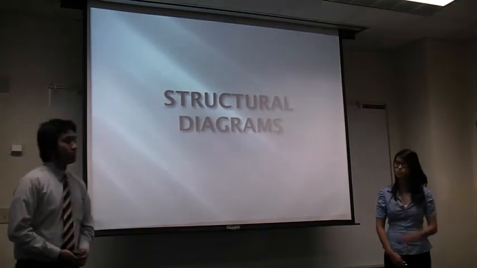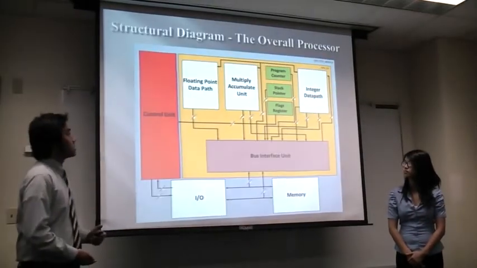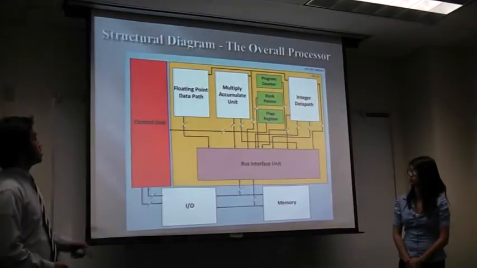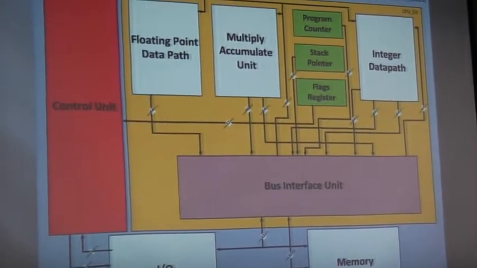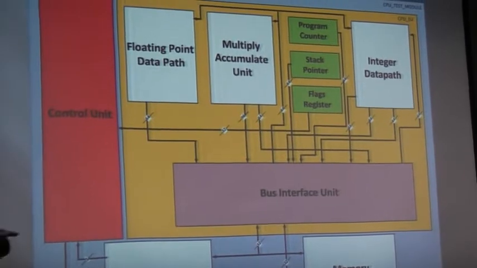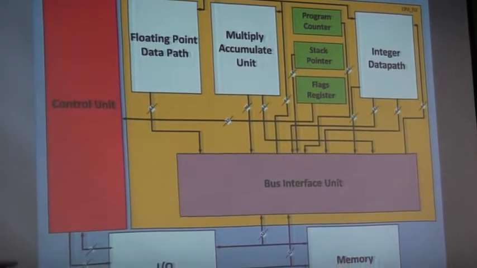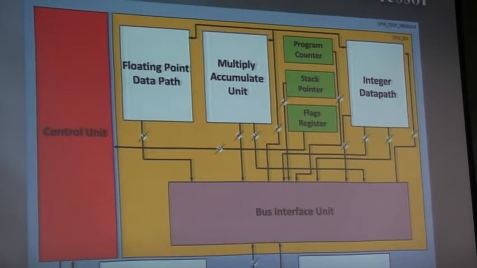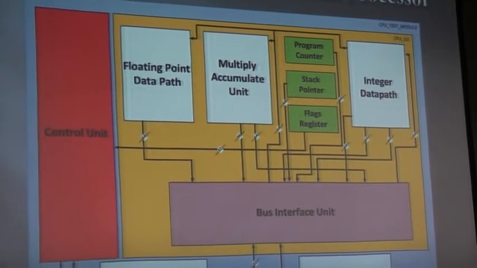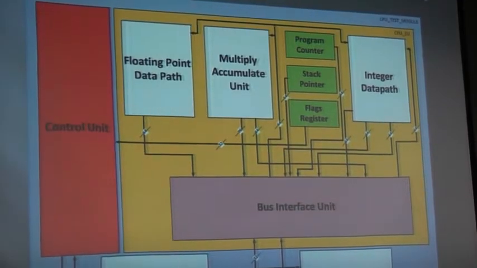And now this is going to be going over the structural diagrams of the image. So this is the overall processor itself. As you can see, we have the control unit from the side, and this is the execution unit in the yellow box. And we have the I/O and memory. We have the program counter, stack pointer, and the flags register contained within the execution unit because we felt it was best singled out amongst all the other different modules.